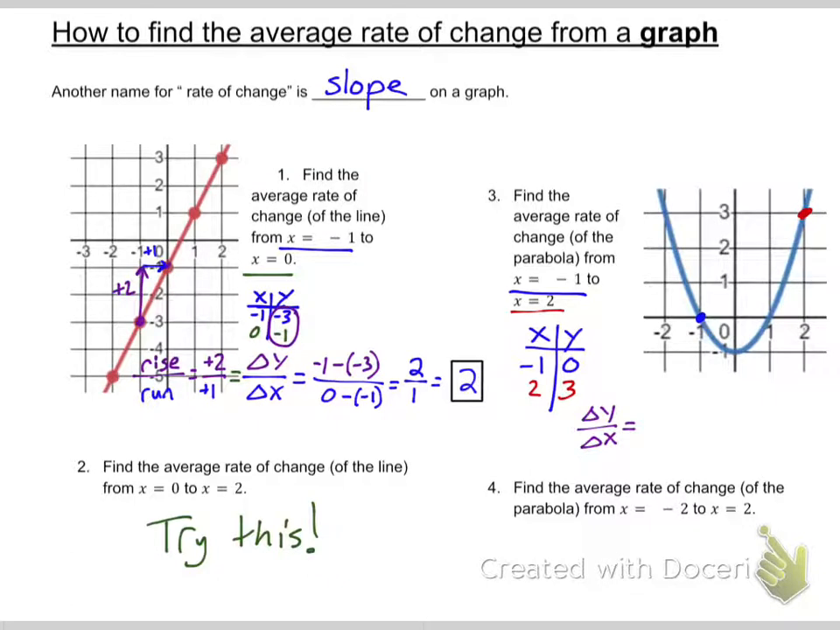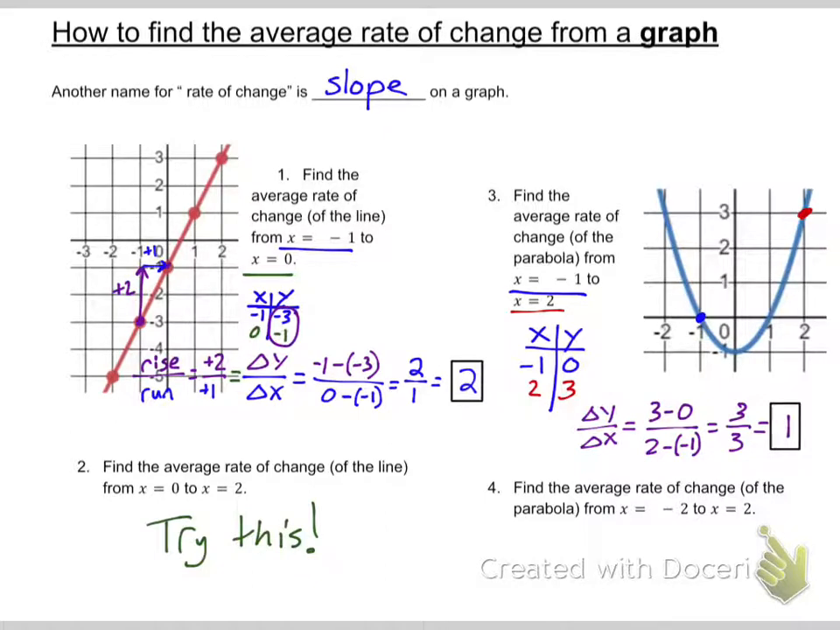Well, I can write down delta y over delta x again and calculate 3 minus 0 over 2 minus -1. Notice I'm doing the second one minus the first one both times. Notice it also matches up. 2, 3 is our red point. -1, 0 is our blue point. So those do match up there. And when you calculate that, you get a slope of 1.